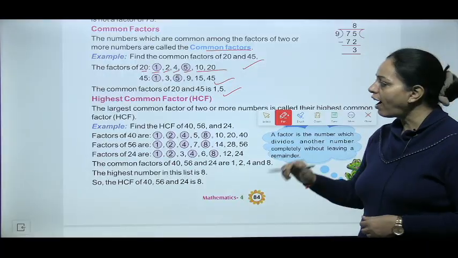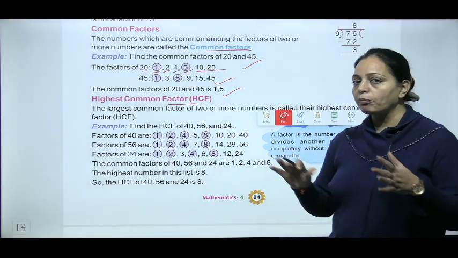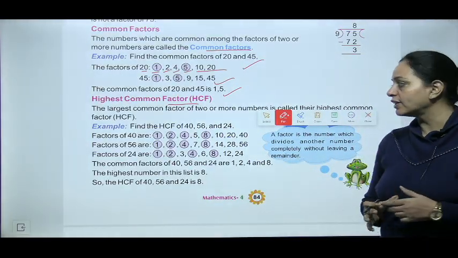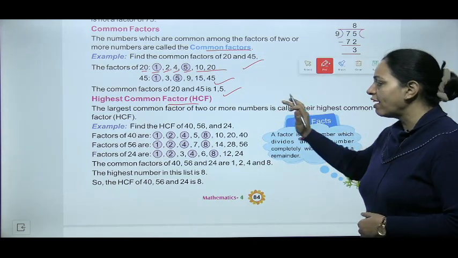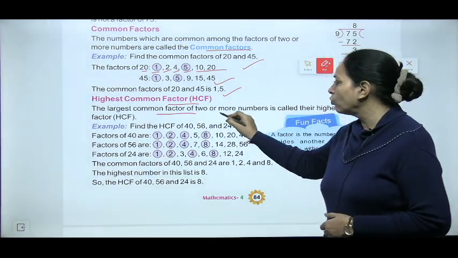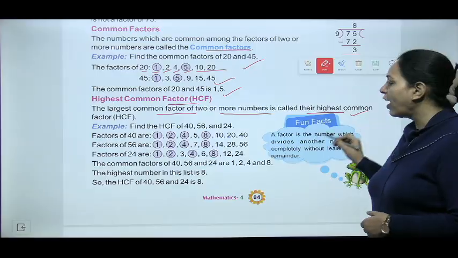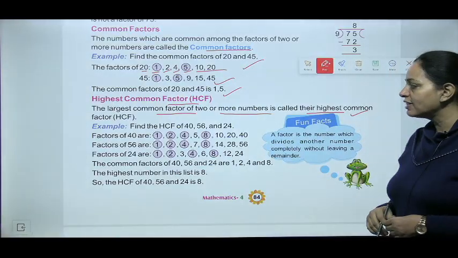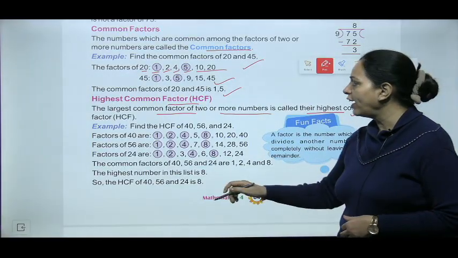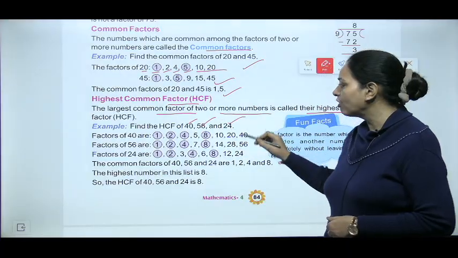Now we are finding the highest common factor. जो common factor में सबसे बड़ा होगा. See how to do HCF. The largest common factor of 2 or more numbers is called their highest common factor, means HCF. Like, for example, find the HCF of 40, 56 and 24.